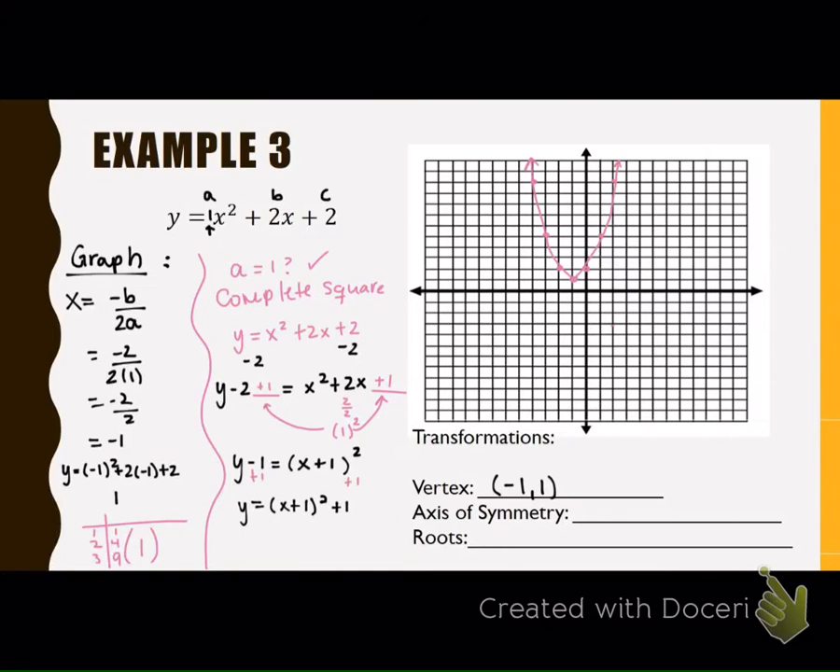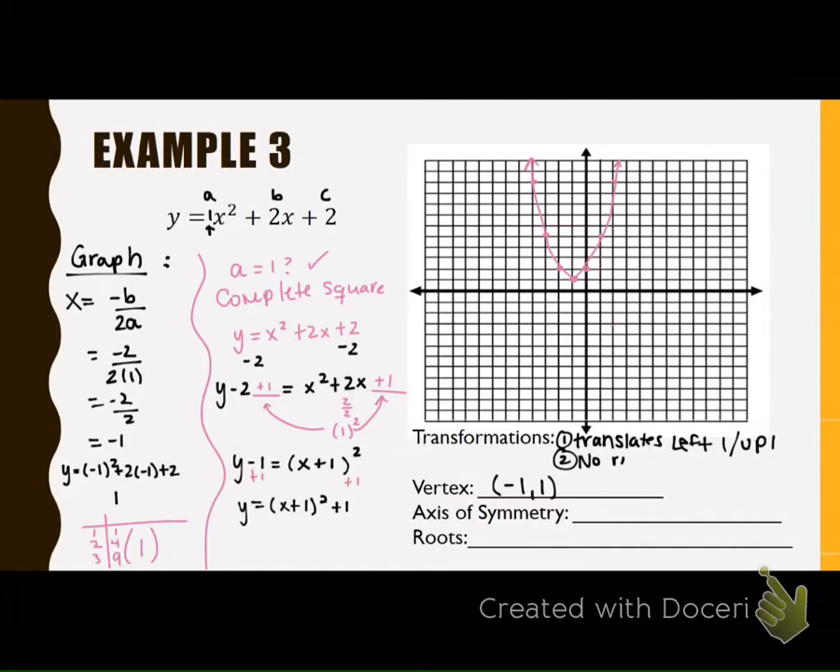What is my transformation, Alyssa? So it translates left 1, up 1. Does it reflect at all, guys? No. Is there a stretch or compress on this one? No. So there's no dilation. That's another name for a stretch and compress. So we don't have a stretch or compress, so it's no dilation.